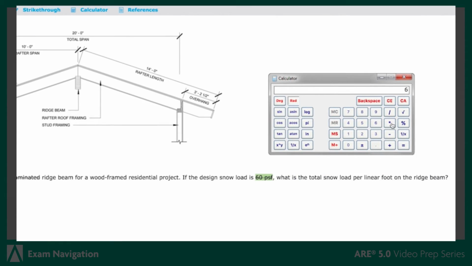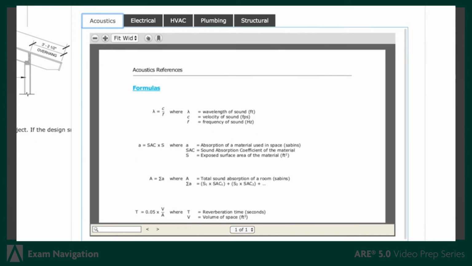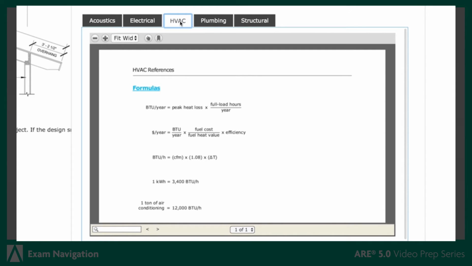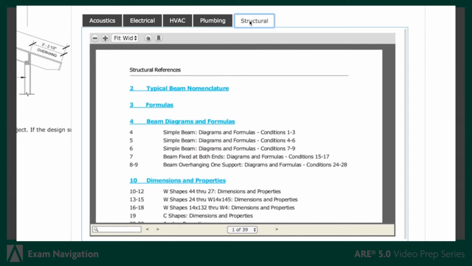Each division of ARE 5.0 also includes reference material that will be available to you during the exam. The reference material is the same for all 6 divisions, so you may find it more useful in some divisions than in others. The references will be displayed in a new window as PDFs.